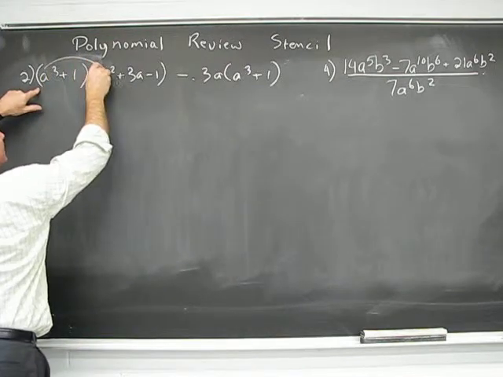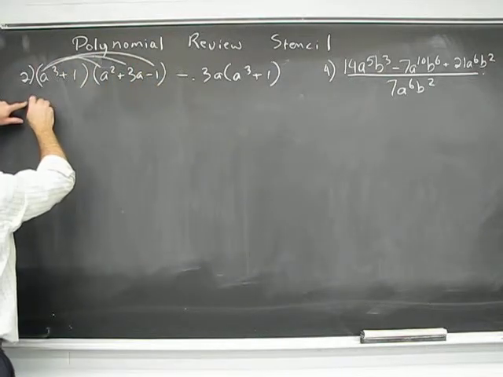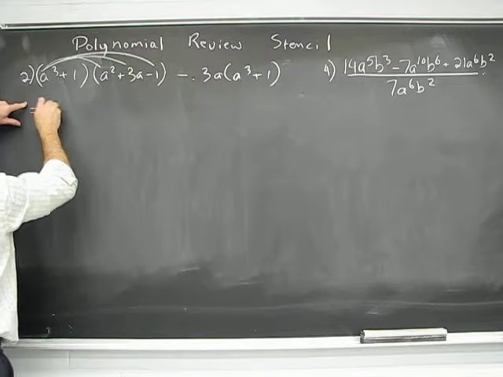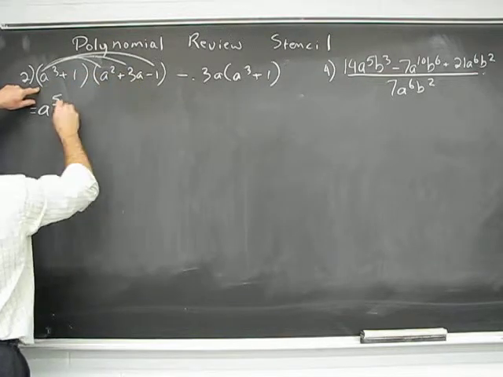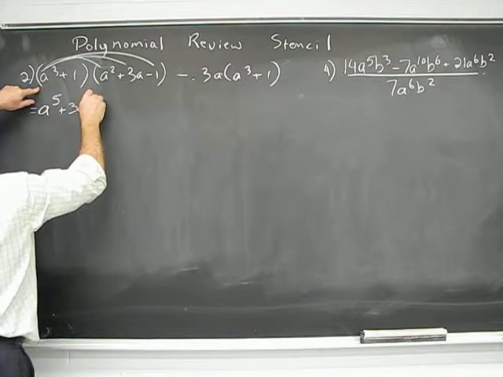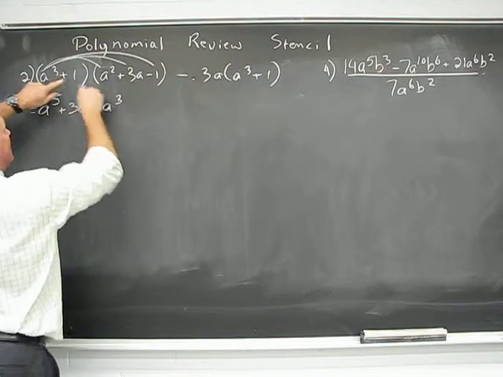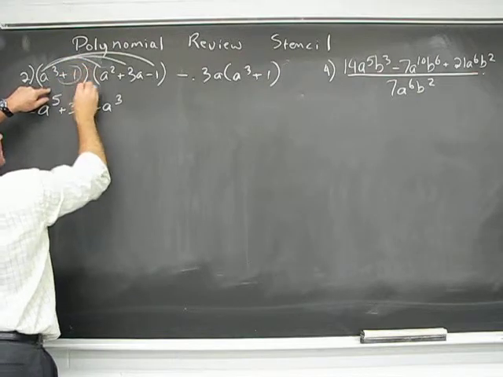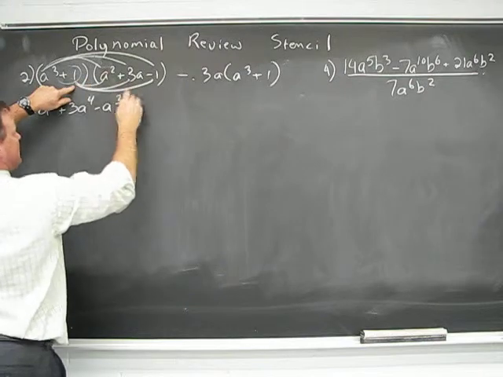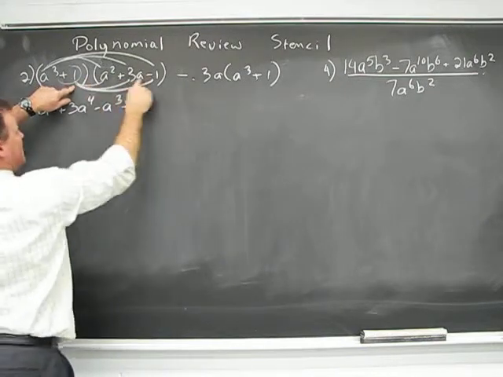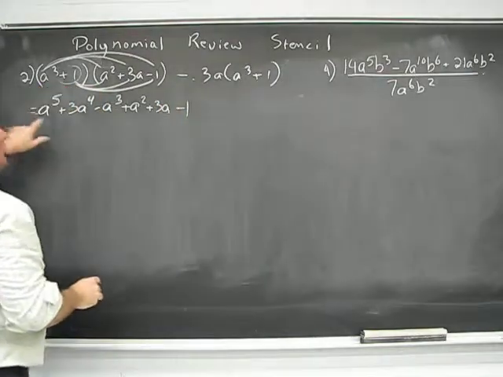The a to the 3 gets multiplied by all 3 of those terms to get the first part of the FOIL done, equals a to the 5. Remember, you're adding the exponents. And then a to the 3 times 3a is going to be 3a to the 4. And a to the 3 times the negative 1 is negative a cubed. Now I'm going to multiply the positive 1 times all 3 of those terms. 1, 2, 3. And so that's going to be positive a squared, positive 3a, minus 1. I'm going to clean that up in a second.